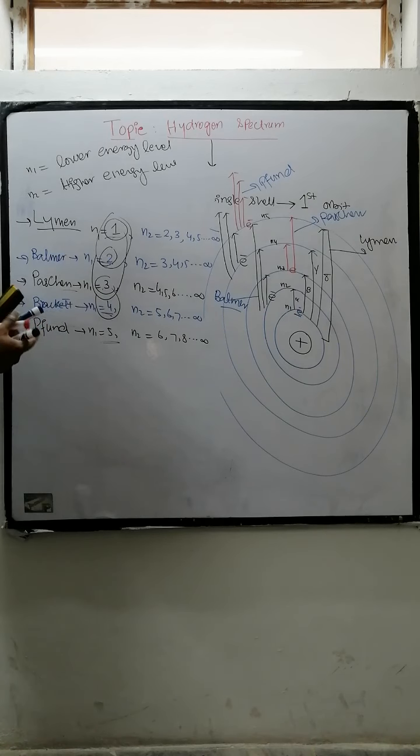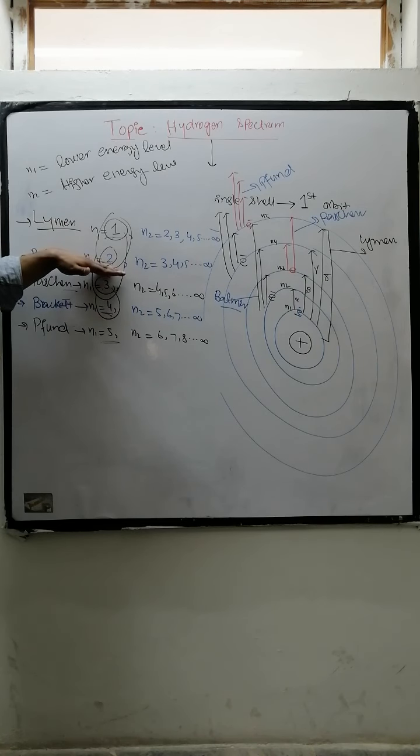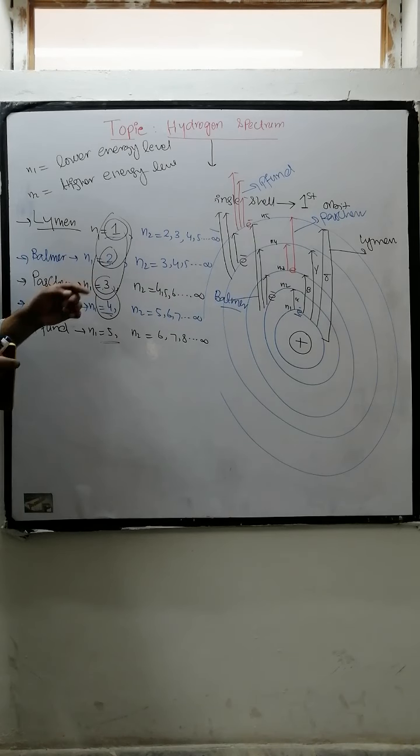So with the increasing value of n, the series gets shorter and shorter with respect to the harmonics or with respect to the wavelengths. Hopefully you got this point.